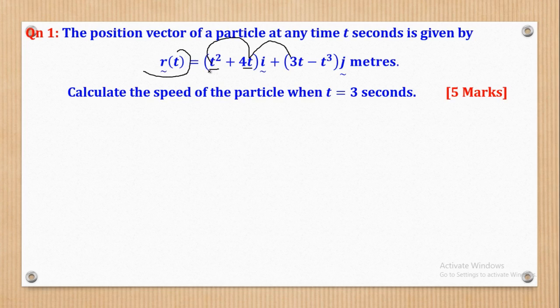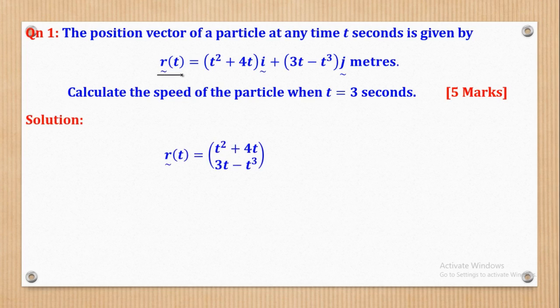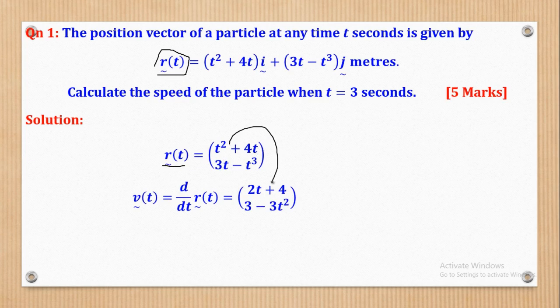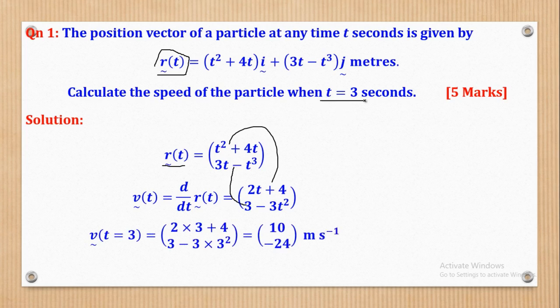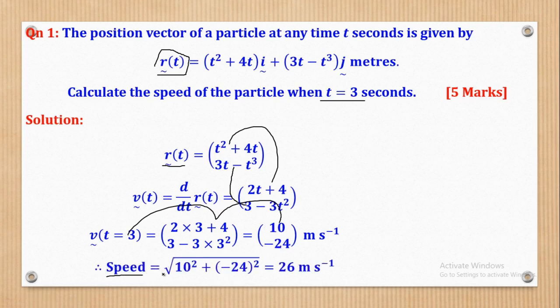Calculus means you either differentiate or integrate. Now, because they want speed and they're giving you this expression for displacement, you are going to differentiate. Therefore, you say that velocity is equal to the derivative of this displacement or position vector from the origin. So when I differentiate this, I'll come up with this, and when I differentiate this, I'll come up with that. Therefore, when I substitute for t, which is equal to 3, I'll come up with this expression, which gives me 10i and minus 24j. Remember that speed is the magnitude of velocity, therefore the magnitude will be 26.